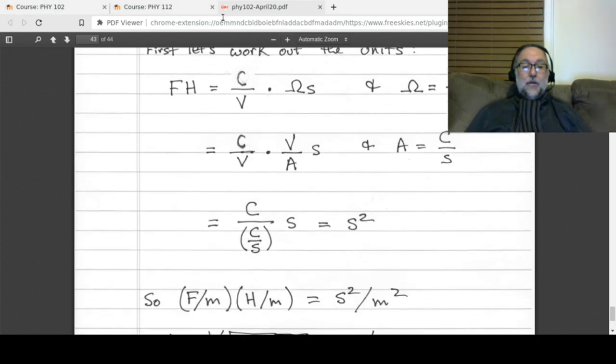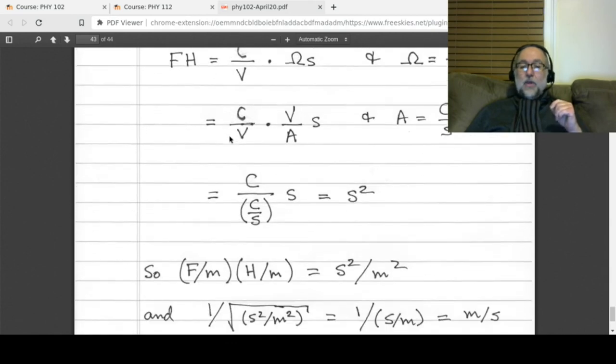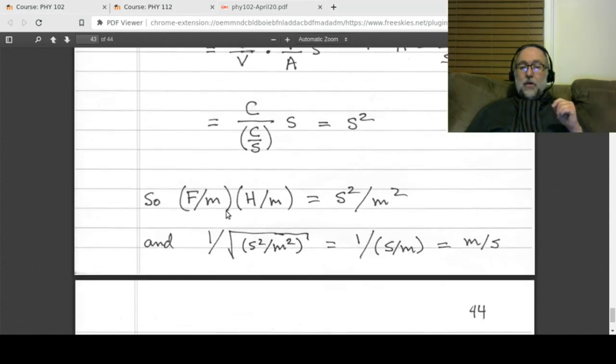And so we put that in here, okay? And so we have coulomb divided by coulomb per second times the second. The coulombs cancel. The second in the denominator of the denominator comes up to the top and gives you second squared. And so a farad times a Henry is a second squared. But we didn't just have farads and henries up here. We had farads per meter and Henry per meter. And so if you take a farad per meter and a Henry per meter and you multiply them together, you get a second squared per meter squared.